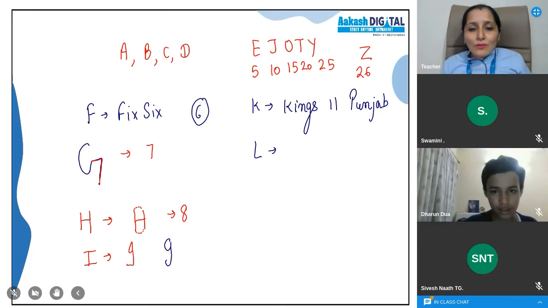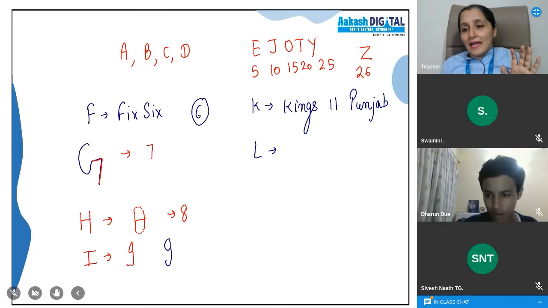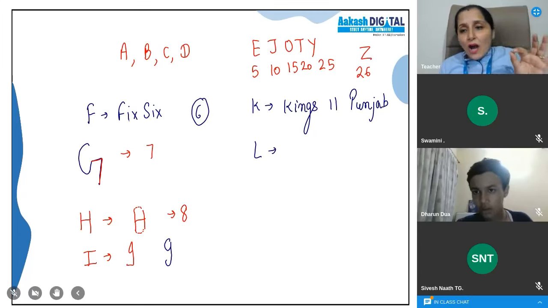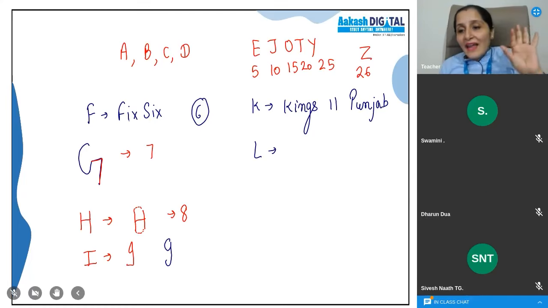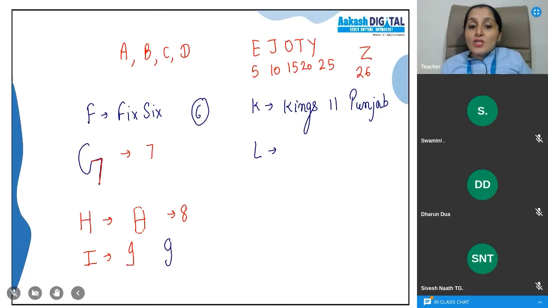L. Now, a little trick for L. 12. How many of you know the pronunciation of 12? Whenever you say the word 12, in the end, the L sound is coming. 12. If you say it like this, the L sound is coming. So that's why L is 12. If you hear the sound, the position number of L is 12.